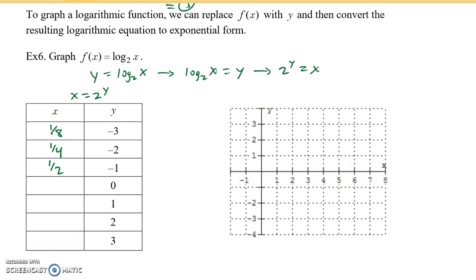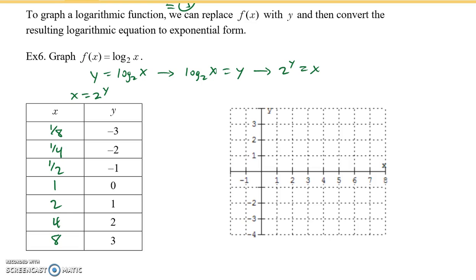For 0, it would be 2 to the 0. That would be x equals 1. For y equal to 1, 2 to the first is 2. For y equals 2, 2 to the second is 4. For y equals 3, 2 to the third is equal to 8.